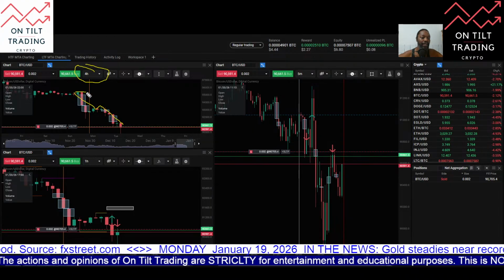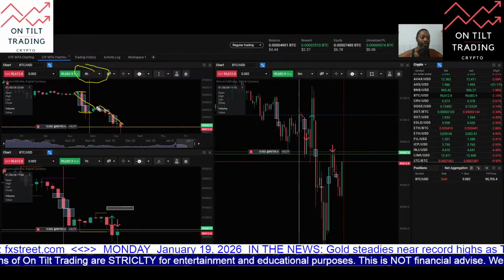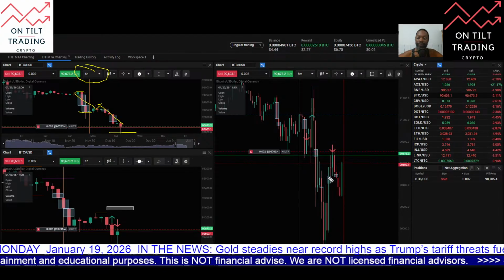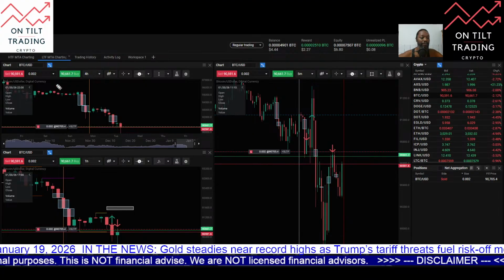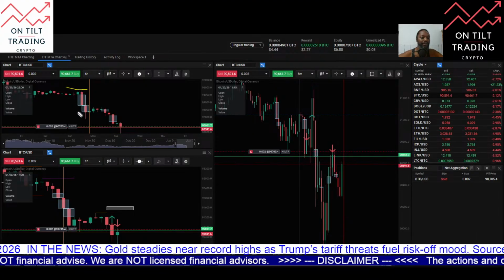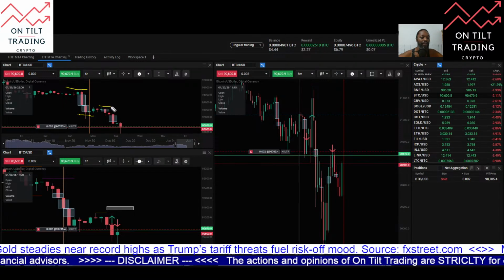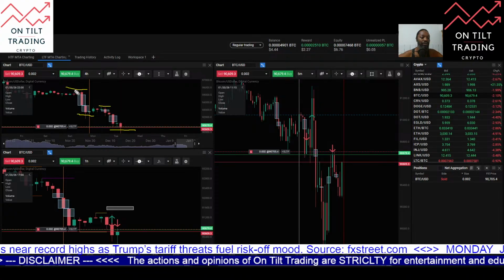putting in a higher high, a lower low, a lower high, and a lower low here. Let's put that back up. So we have the high here, and then a lower low here, a lower high, and then a lower low.